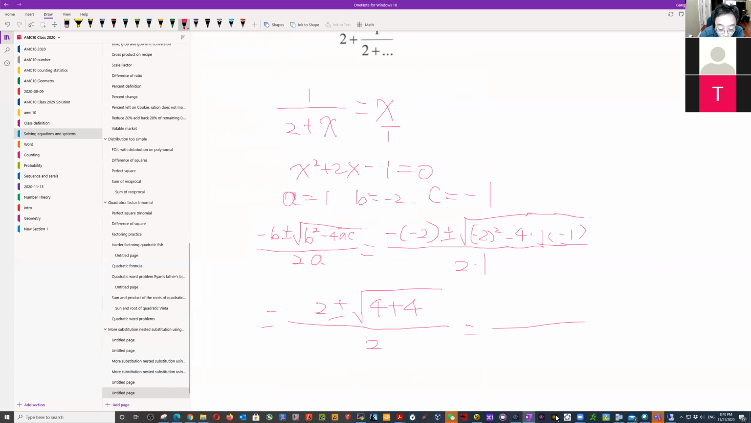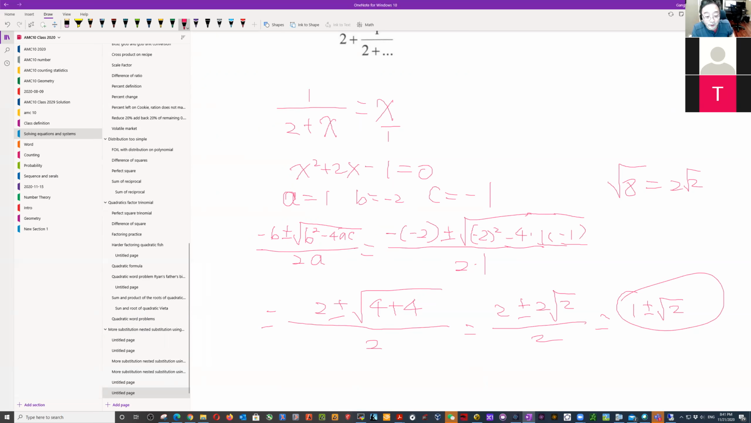So the inside is 8, and the square root of 8 is 2 square root of 2. So we have 2 plus or minus 2 square root of 2, all over 2, which equals 1 plus or minus the square root of 2, because the 2s cancel out. So this is the final result.